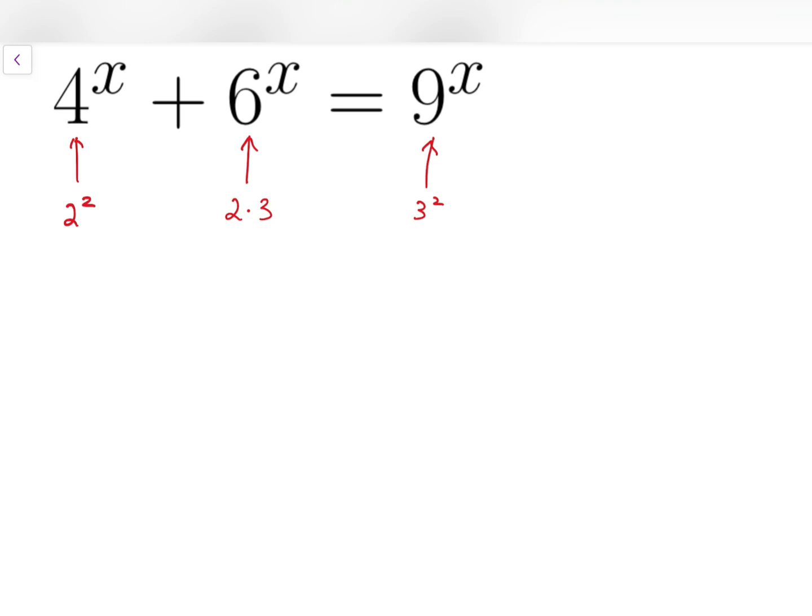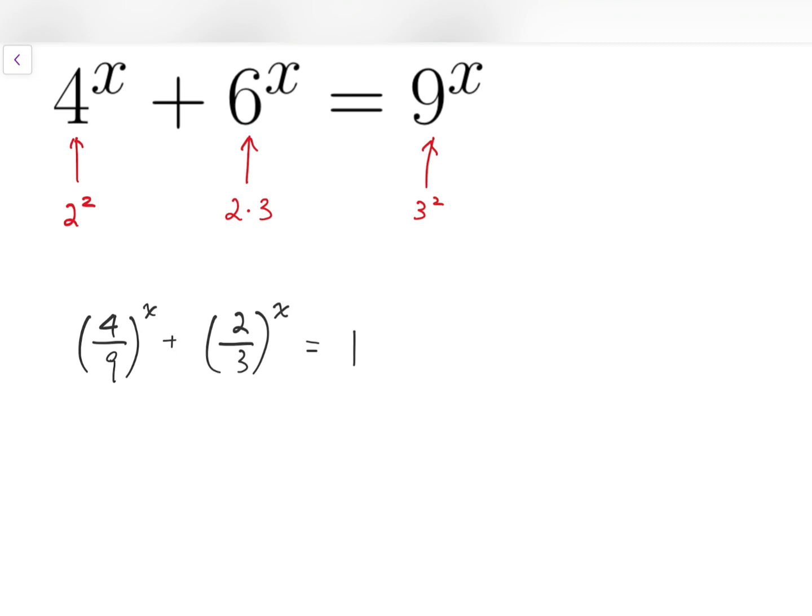I'm going to divide both sides by 9 to the power of x. Then the equation becomes 4 over 9 all to the power x plus 6 over 9, and that's 2 over 3, all to the power x equals 1. So then x only appears on one side.